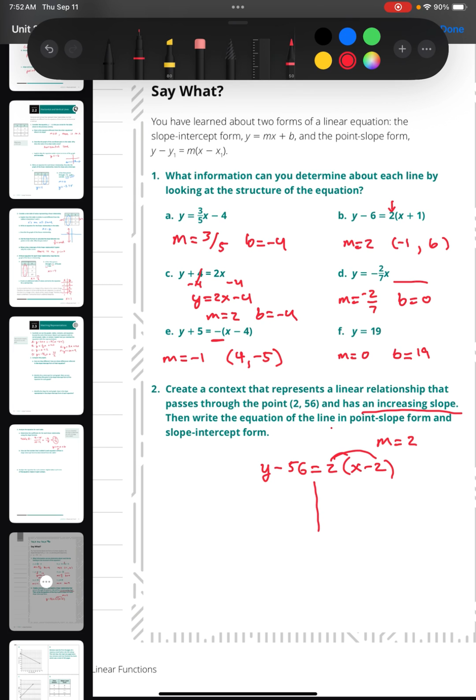And if we want to change that to slope-intercept, we got 2 steps. Again, we got to distribute. We're solving for y is what we're doing to put it in slope-intercept form. So 2x minus 4. And then we'd have to add 56. So it gives us y equals 2x plus 52. So we know we have a slope of 2 and a y-intercept of 52.